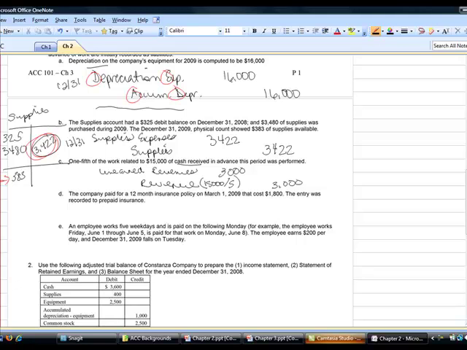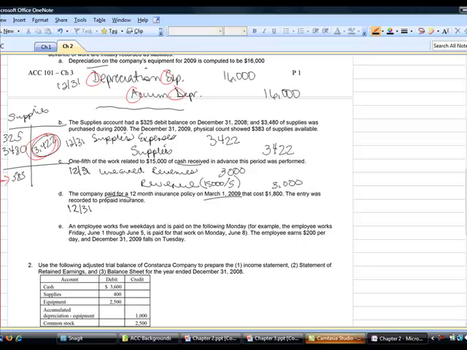All right, D, the company paid a 12-month insurance policy on March 1st that cost $1,800. The entry was recorded to prepaid insurance. Now that is not the entry. A lot of students want to jump to that. Debit to prepaid insurance, $1,800. Credit to cash, $1,800. That is not the adjusting entry. The adjusting entry is what's happening on December 31st.